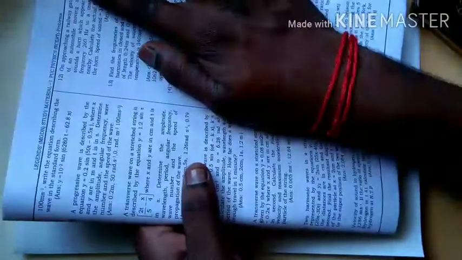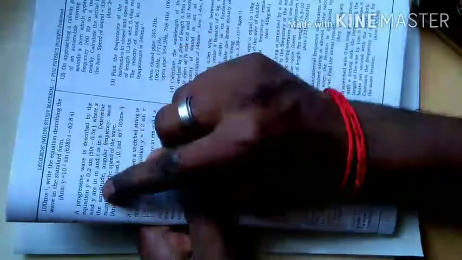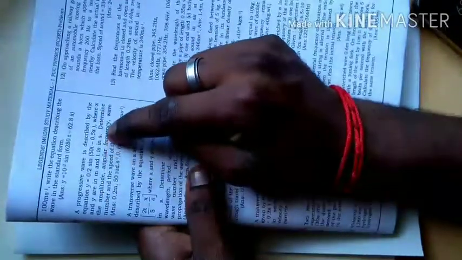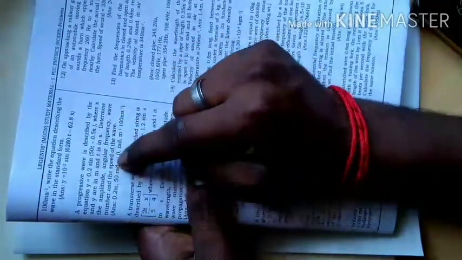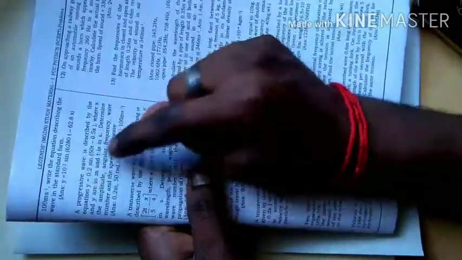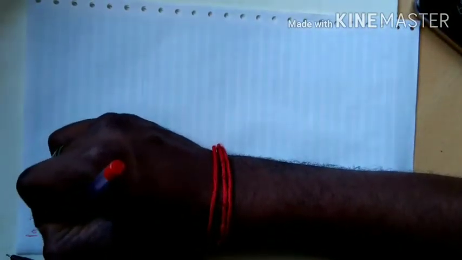Once again, I am reading the question, page number 313, question number 6. A progressive wave is described by the equation. They have given the equation where x and y are in meter and t is in second. Determine the amplitude, angular frequency, wave number and the speed of the wave. All these quantities you have to calculate. Now, I am going to write the given. Before that, let me put the question number: page number 313, question number 6.